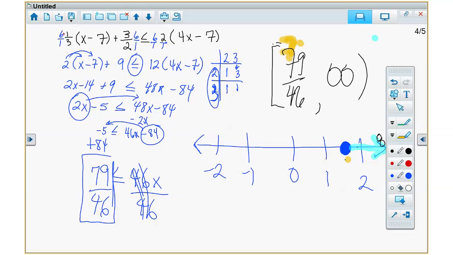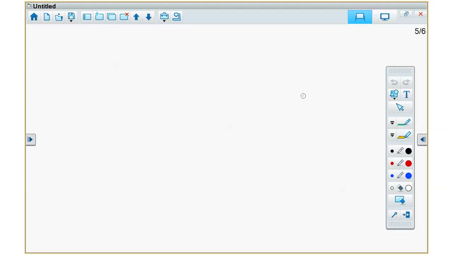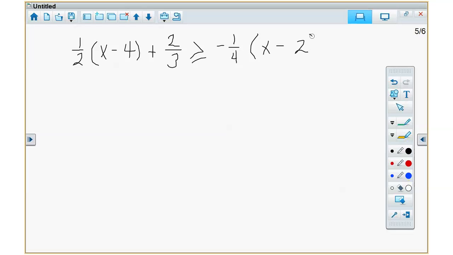So let's try another one. Let's go with 1/2 times x minus 4 plus 2/3 is greater than or equal to negative 1/4 times x minus 2. All right, do that one.